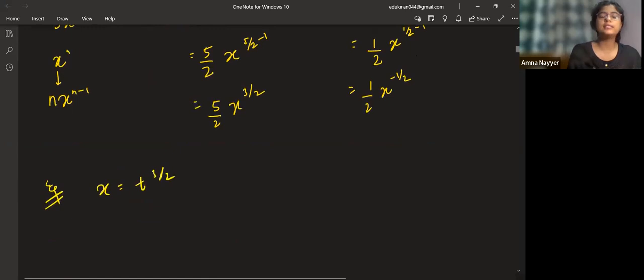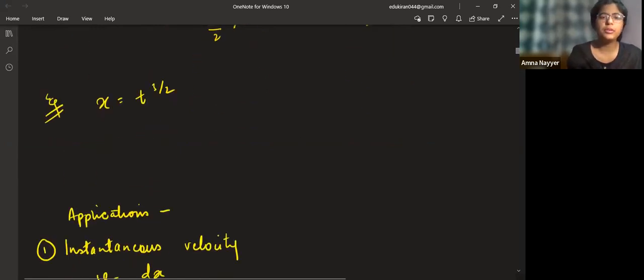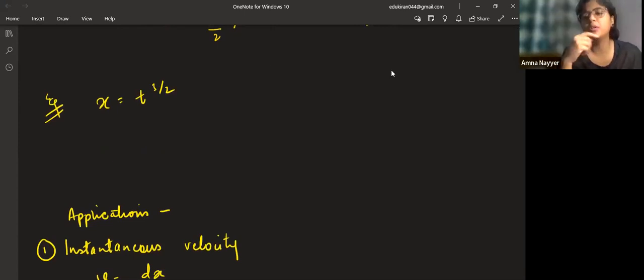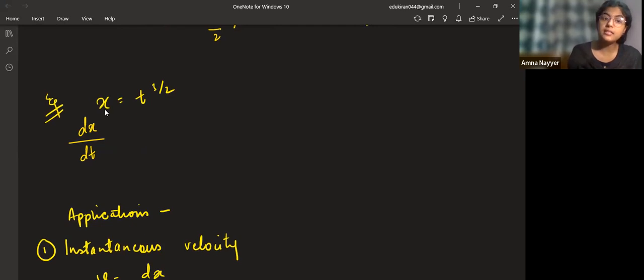See, one more example, x is equal to t to the power 3 by 2. Before we move on to the properties, see, just one thing, because we were just doing y is equal to x to the power something. So if a different variable comes, you should handle it in the same way. See, now we are differentiating dx over dt, right? Now this is the dependent variable, this is the independent variable. So this is dx over dt this time.